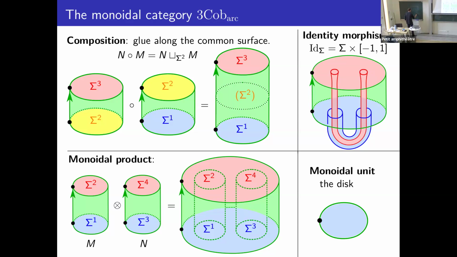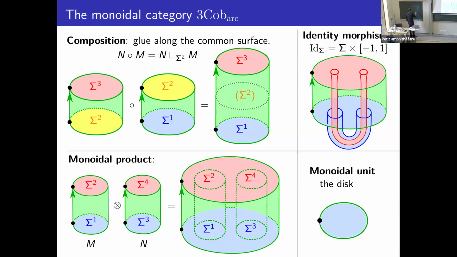You remove two little disks like this. Okay, you put points here. And you glue your surfaces here and here. Okay? So this is monoidal product at the level of surfaces. And for cobordism, you do the same things, but you glue now in a cylinder, okay?